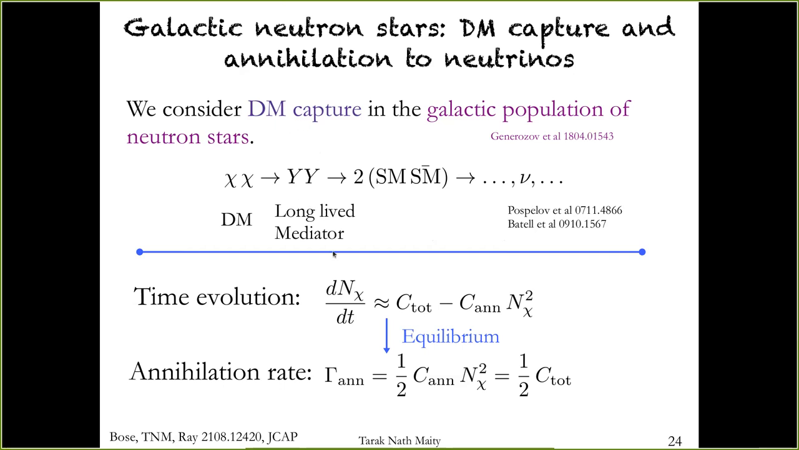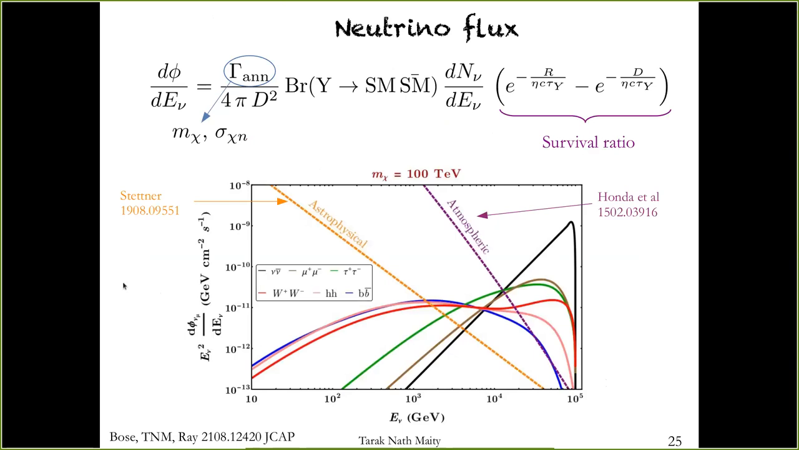So the time evolution of the dark matter number density inside the neutron star can be calculated using this equation, where C total is the total capture rate and C annihilation is the annihilation rate. Assuming the system to be in equilibrium, meaning the dark matter captured is also getting annihilated, the annihilation rate is given by this, where this is the total capture rate, and this half factor is there because you need two dark matter particles to annihilate to produce this long-lived mediator. Once you do this, you can calculate the neutrino flux, which is given by this.